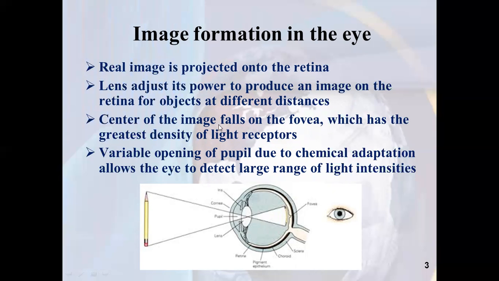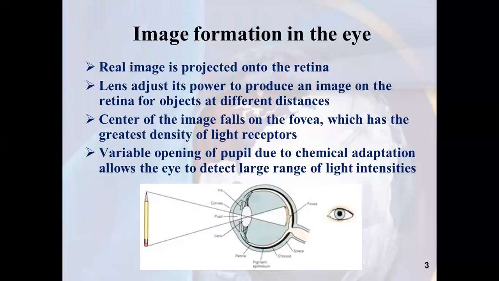The center of the image falls on the fovea. This is the fovea, where the image of the object falls. This region has the greatest density of light receptors. In the eye, we have what we call light receptors. The light receptors receive the light and send the image by the neurons to the brain to interpret the image.